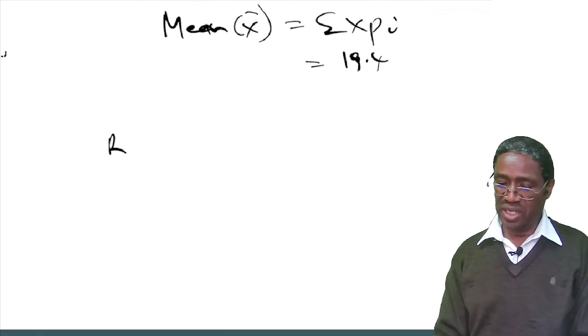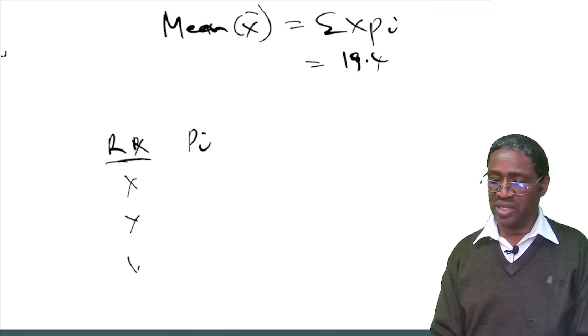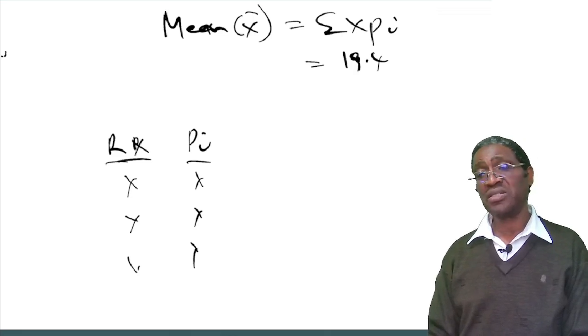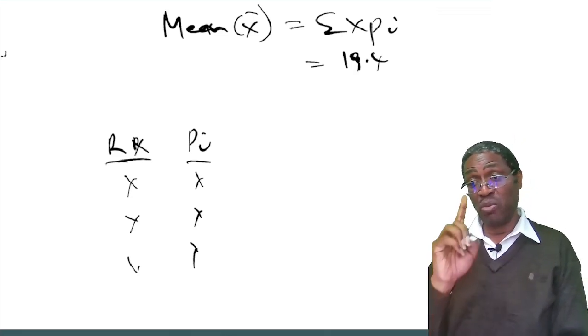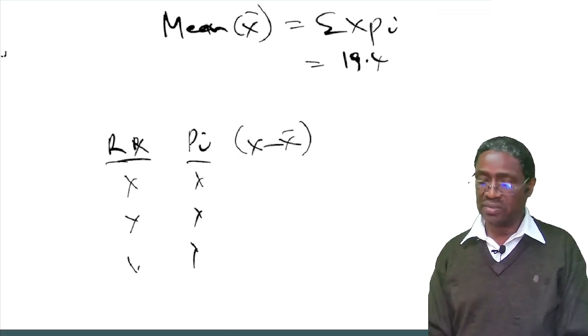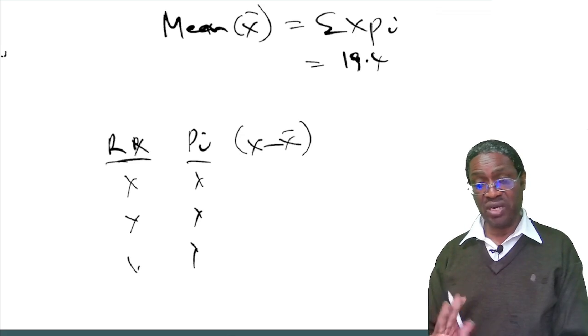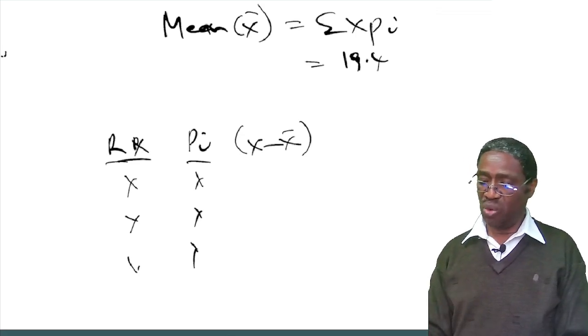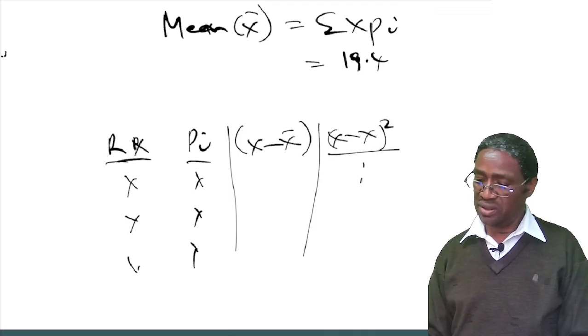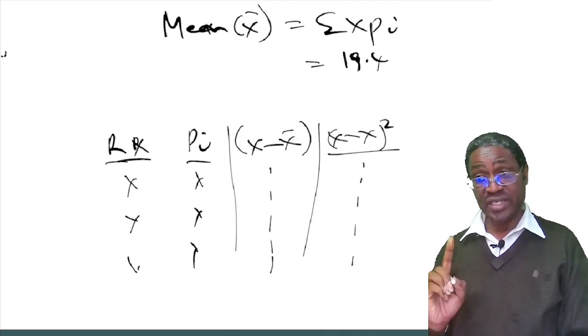We have the returns here, which we are calling x. We have the probabilities here. You have already computed the mean. You will get x minus x bar. That's obvious. Then you will square them: x minus x bar squared. You will get them. Don't write.